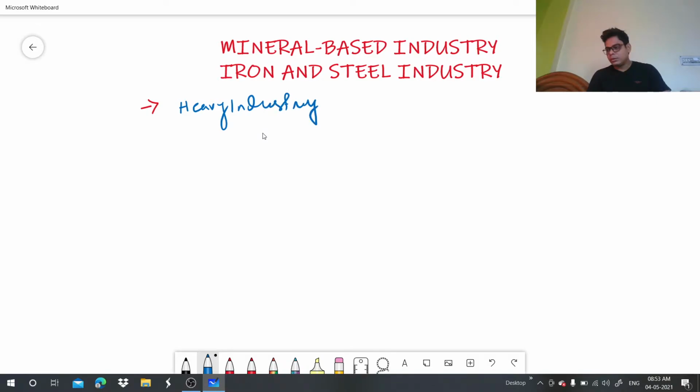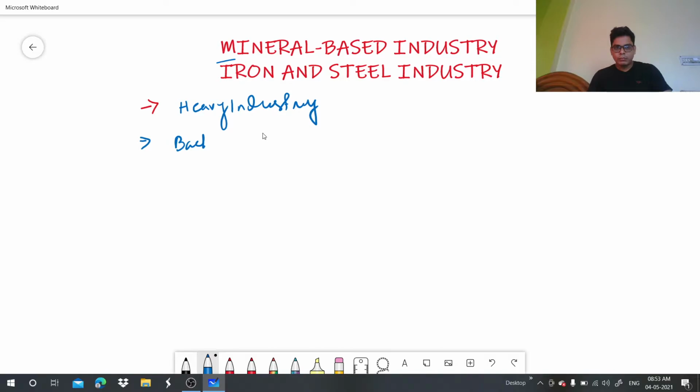In heavy industry, you perhaps know, large capital, land and labor are needed, and input and output will both be large. Another thing is the backbone. The iron and steel industry is considered the backbone of the industrial economy.